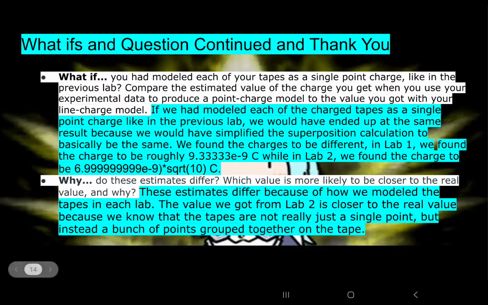What if we had modeled each of the tapes as a single point charge? Then we probably would have gotten the same result as in Lab 1. But this time we got a different constant to be multiplied by e to the negative 9, as shown on screen. The estimates differ because of how we modeled each of the tapes, and the value from Lab 2 is probably closer to the real value since we know tapes are not just a single point charge. Thank you.